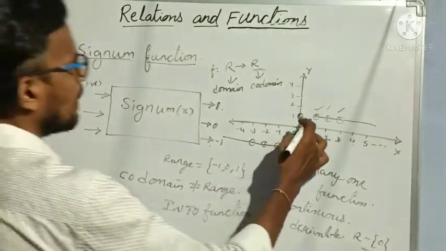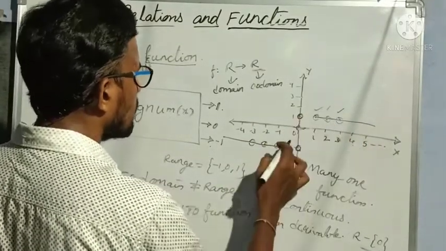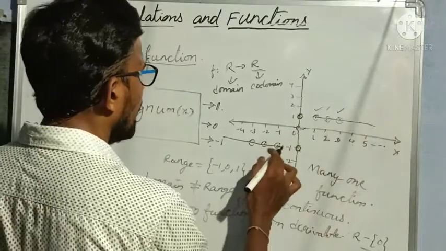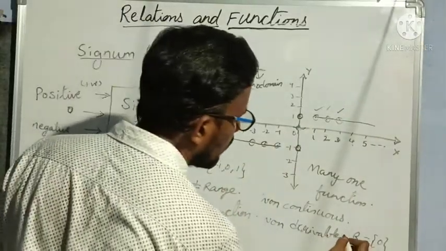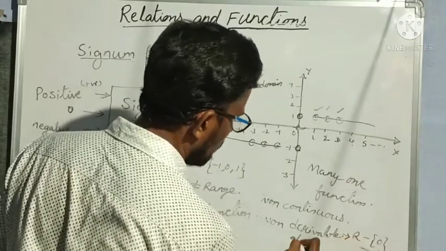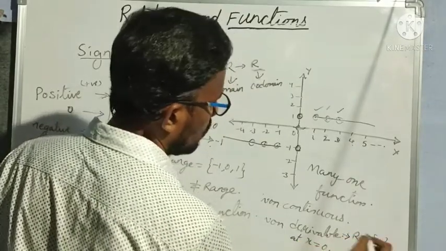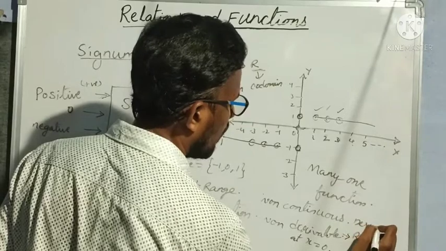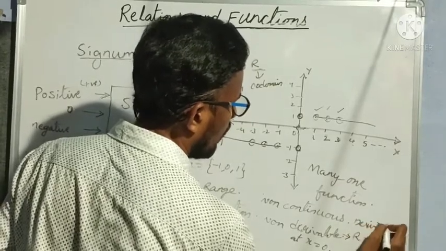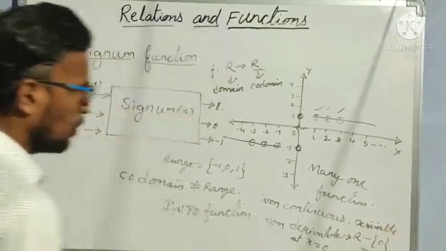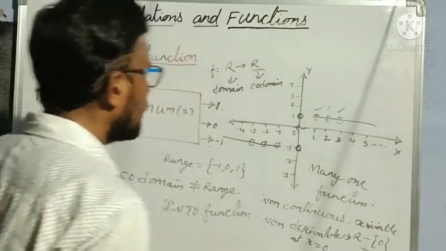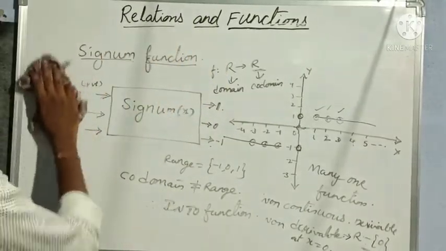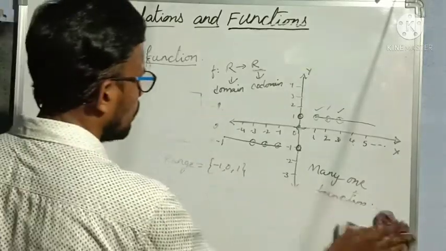This function is having a break here. Remaining places it is having a value here, right? So only non-derivable at x is equal to 0. So derivable at R minus 0. Understood? This is about signum function. I hope everybody understood signum function. Next, let us move to our next function, exponential function.